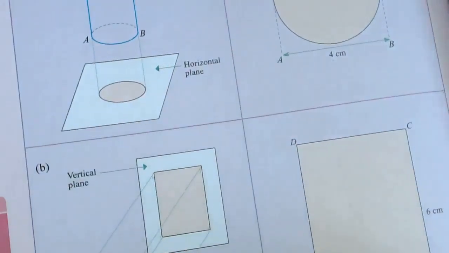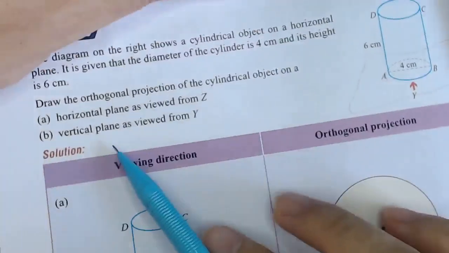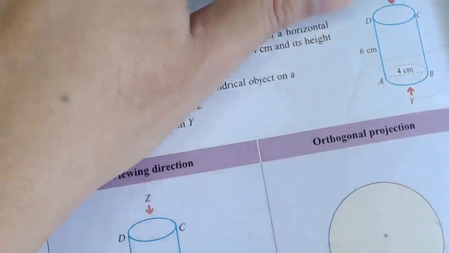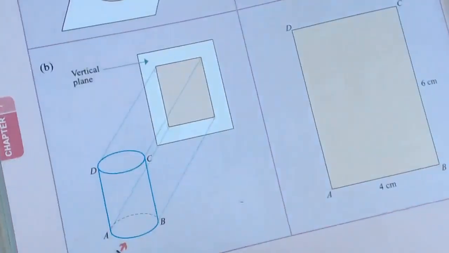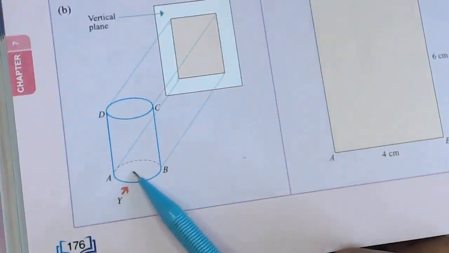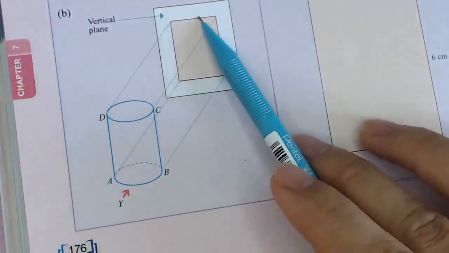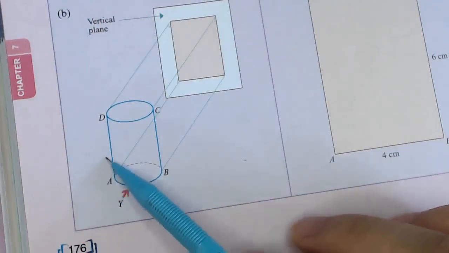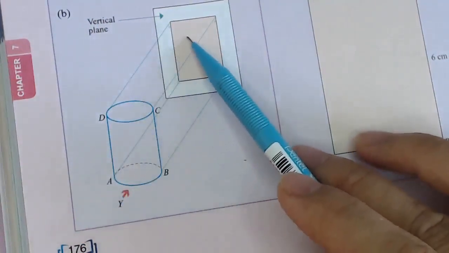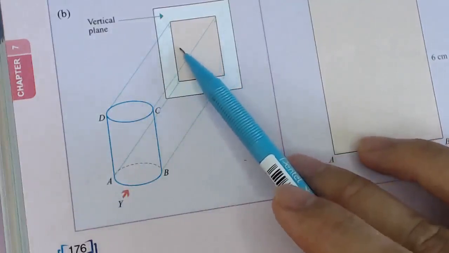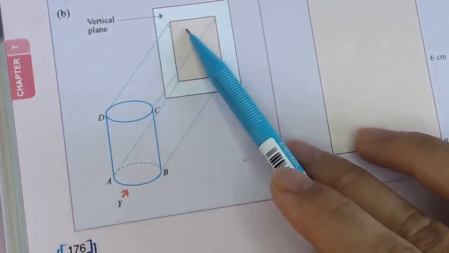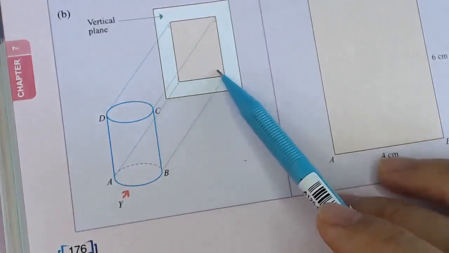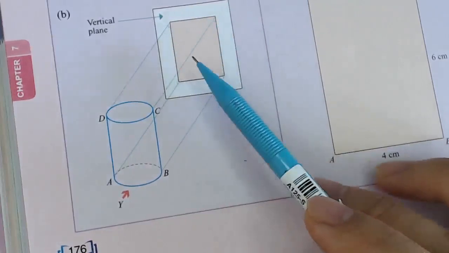Okay. If it is the vertical plane as viewed from Y, we know Y is the front side like this. Okay, how is it supposed to look like? If we put a torchlight on in front here, the shadow is going to fall upon the plane on the back, like this. How is the shadow going to look like? So it's going to look like this.